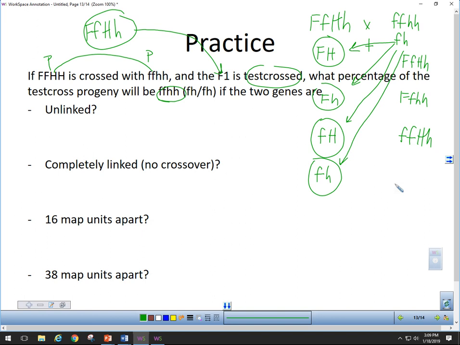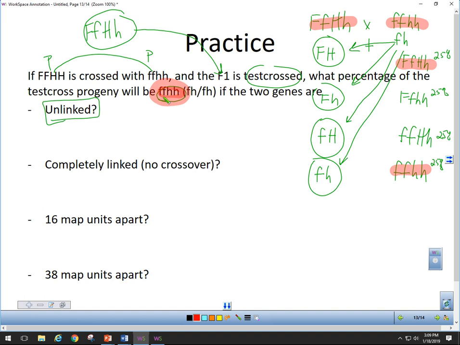Okay, little f, little f, little h, little h. All right, once again, which looks like the parent? This one right here, if I could get my little highlighter, there we go. This one looks like that parent. This one looks like that parent. What do I expect? Remember, I expect 25%, 25%, 25%, 25% if they are not linked. That's what I expect. Well, look what the question's asking you. We want to know what percentage of the progeny will be, look at the choice, completely recessive, little f, little f, little h, little h. Well, look down here. We would expect 25% if these genes were not linked.